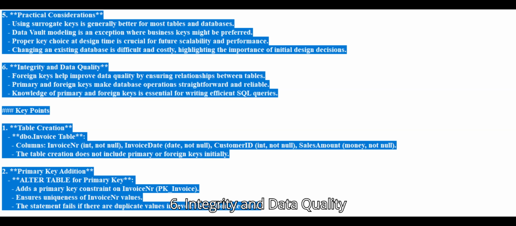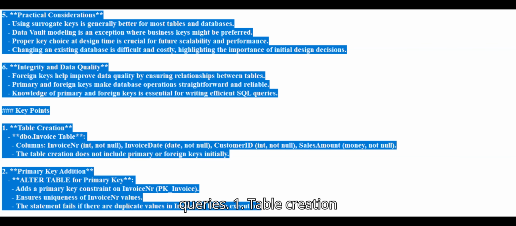6. Integrity and data quality. Foreign keys help improve data quality by ensuring relationships between tables. Primary and foreign keys make database operations straightforward and reliable. Knowledge of primary and foreign keys is essential for writing efficient SQL queries.